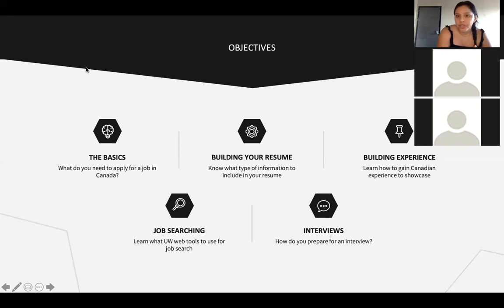The other part is that we want to show you different web tools that the university has, and also off-campus job listing websites that you can go to find those jobs, right? Because that's a big part too. Where can I look for jobs? Where are these jobs posted? So we're going to learn a little bit more about that. And then we're going to give you a few tips on how to prepare yourself for an interview.